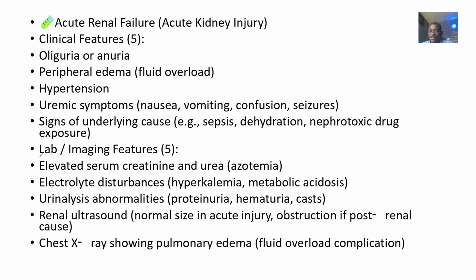Then for the lab results and imaging features, you see that the serum creatinine and urea is high. Why? Because the kidneys is no longer clearing out the creatinine and urea like it's used to. So elevated electrolyte disturbances, hyperkalemia, metabolic acidosis. Then urinalysis is abnormal, so you see hematuria, that's blood in urine. You can see proteinuria, that's proteins in urine.